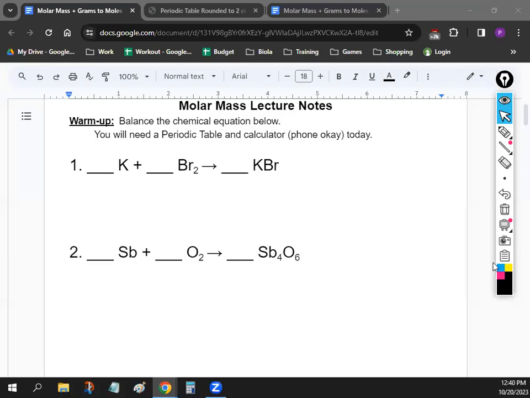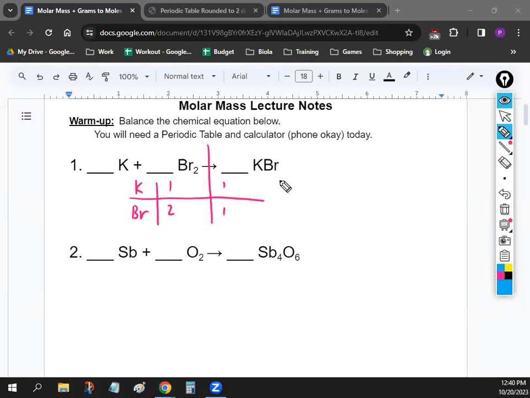All right, so for balancing, what we're going to be doing is counting the elements. Obviously, you have to identify them. So we got K and Br, and then we want to figure out how many of each we got on the left and the right side. So I'll go through these quickly. You got 1, 2, 1, 1.